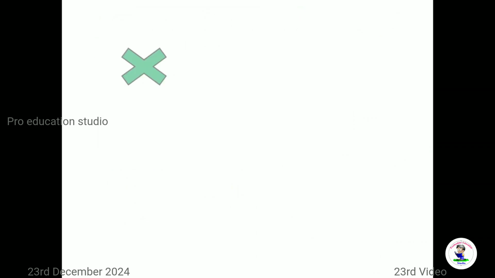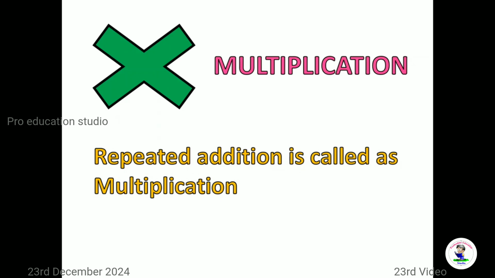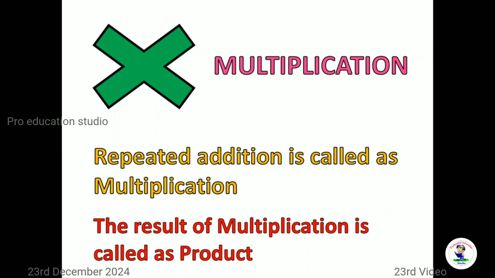Now we will see the definition of multiplication. Repeated addition is called multiplication. You can see in the multiplication the repeated addition, so the repeated addition is called multiplication. Now the result of multiplication is called, can you say it? Yes, you are right. That is product. We call it product.